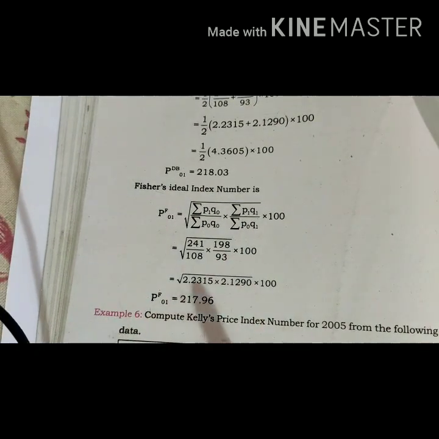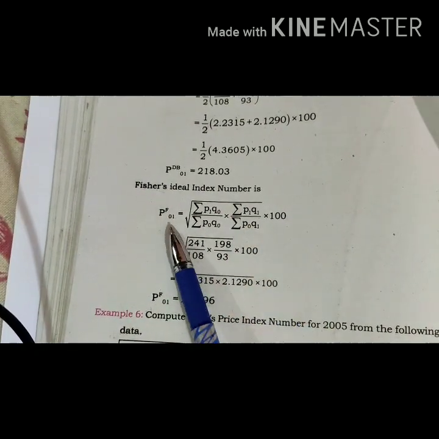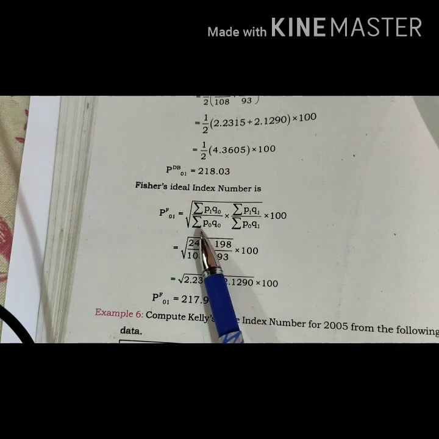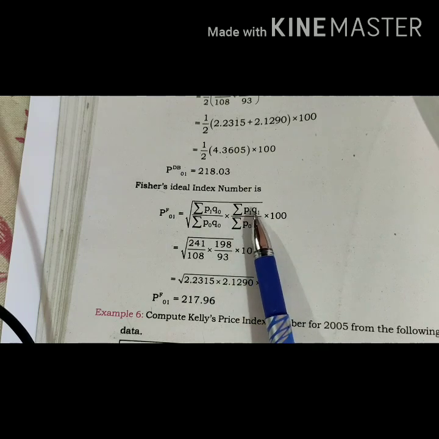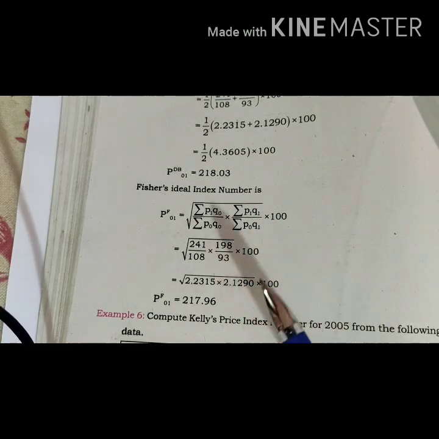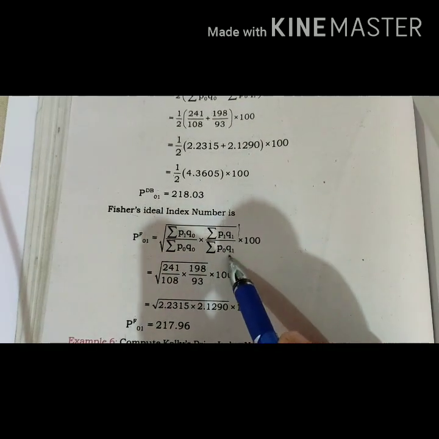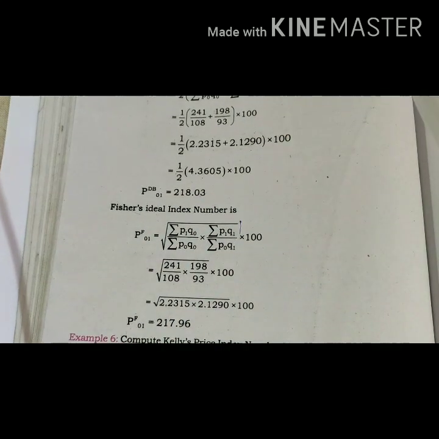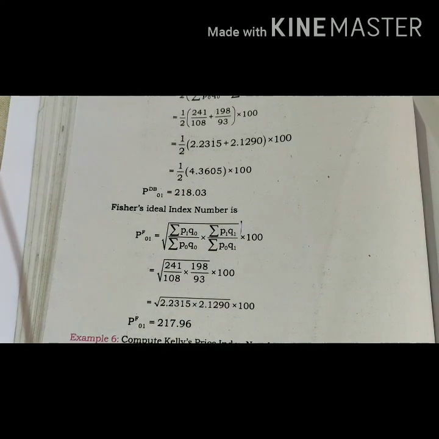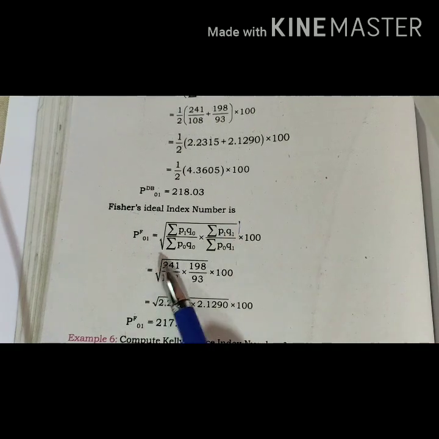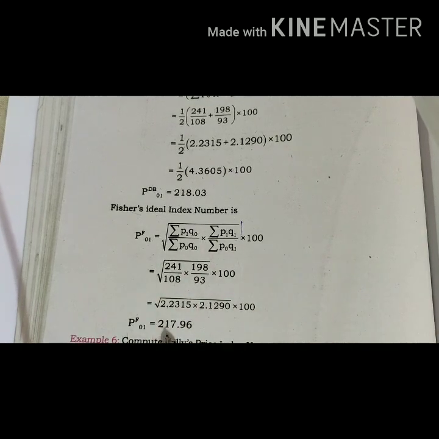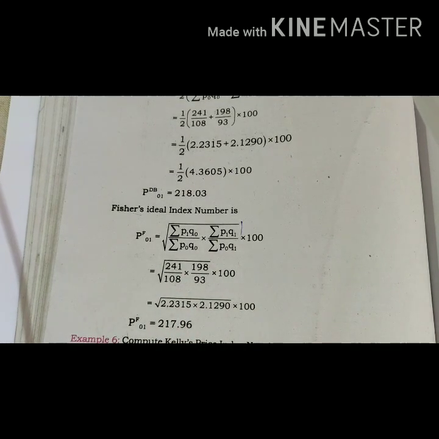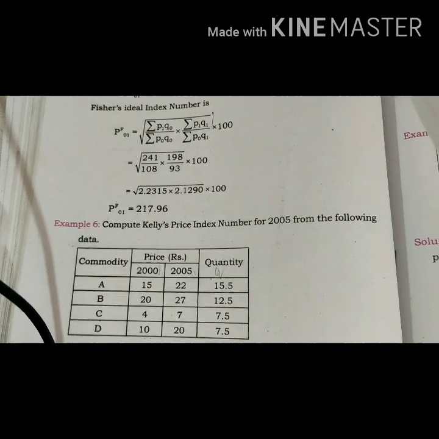Next, going on to Fisher's ideal index, it is PF, which is equal to the square root of sigma P1 Q0 divided by sigma P0 Q0 into sigma P1 Q1 divided by sigma P0 Q1. Here put a bracket. First we need to solve within the square root, then you multiply it by 100. So first solve within the square root, then multiply by 100, and you will get the answer, that is 217.96.